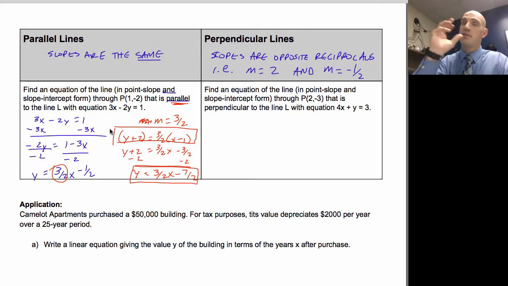All right, the next one. In this one, you're going to do the same process, except it's not parallel, it's perpendicular. So you're going to do the opposite reciprocal of that slope. Try this one. Legit try this one. And then once you come back, I'm going to show you exactly how to do it. So try it, put yourself out there, and see if you know how to do this.